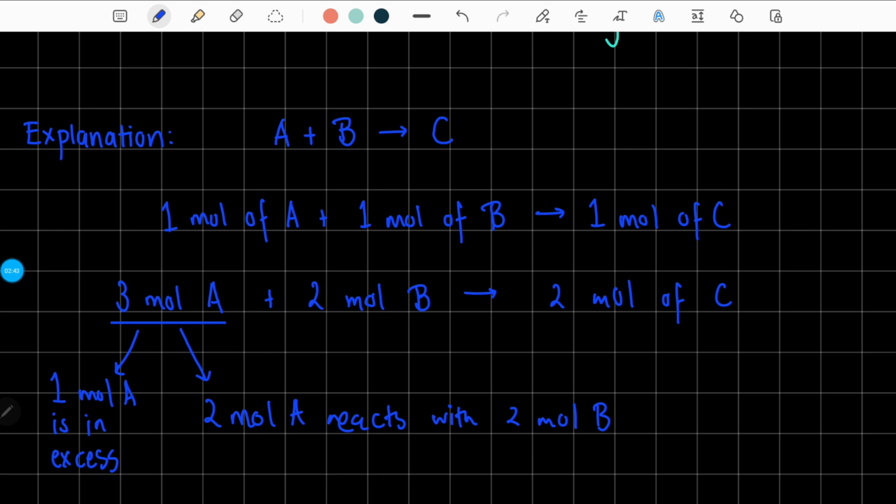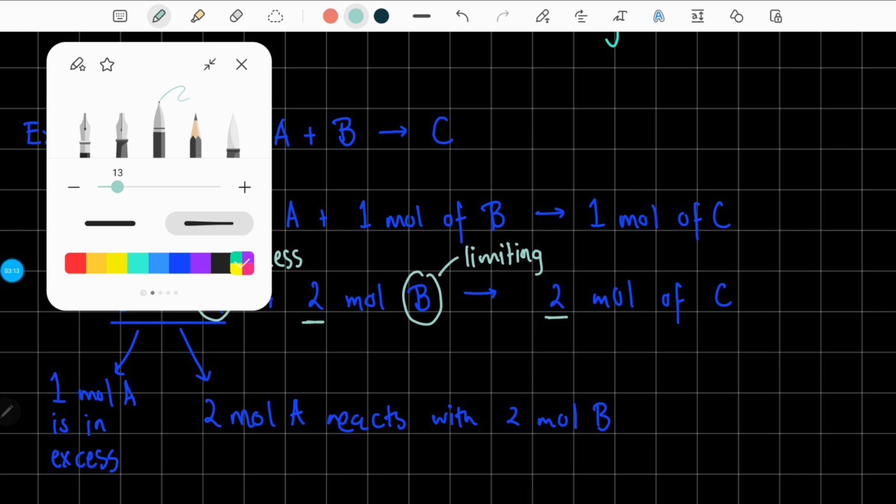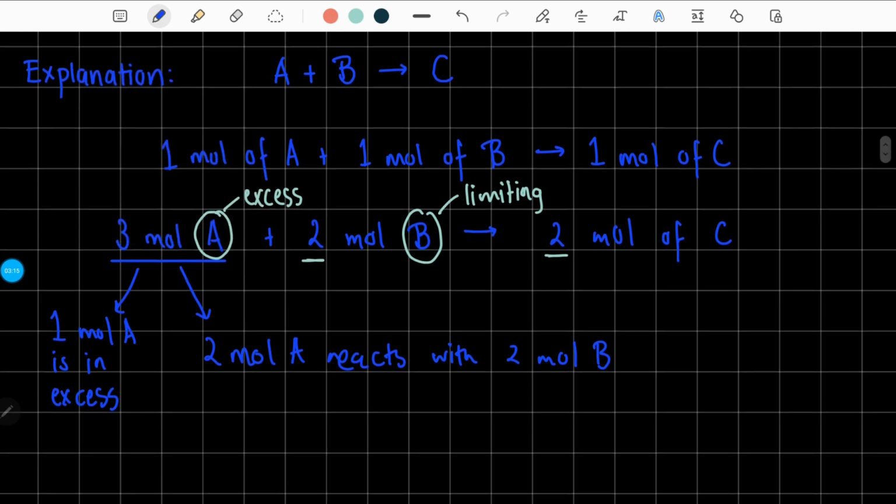What have we shown here? What we have shown here is, firstly, that A is in excess, B is your limiting reactant, and your final value of your product, the amount of moles, depends on the amount of moles of your limiting reactant, okay? Not of your excess reactant. So let's use this information that we have just learnt in order to try a practice problem.